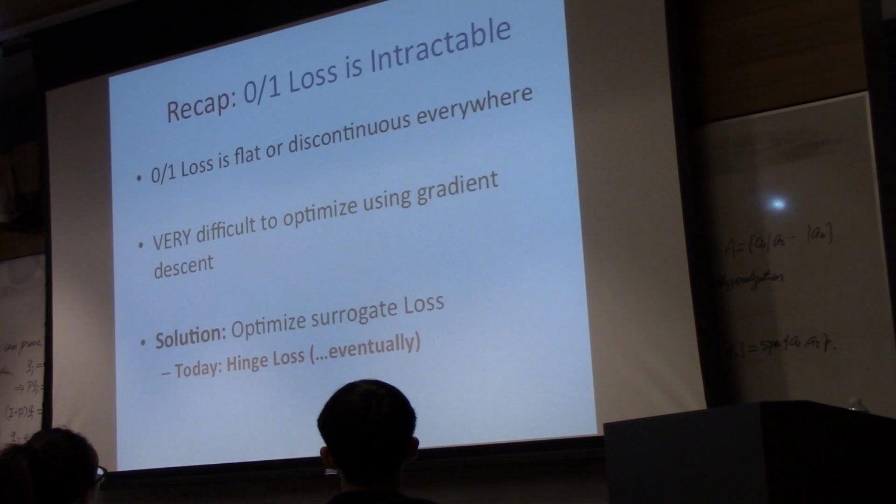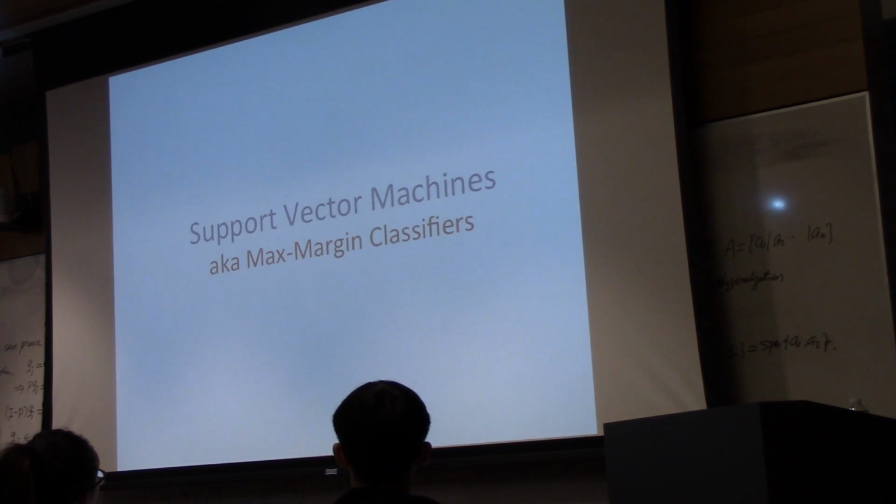So just to recap, 0-1 loss is what's known as intractable in the optimization literature. It's flat or discontinuous everywhere, very difficult to optimize. And the goal instead is to optimize some surrogate loss function that is related to 0-1 loss, but easier to optimize. And today, we'll start with the hinge loss, eventually. And the hinge loss is what's optimized by support vector machines, also known as max margin classifiers.